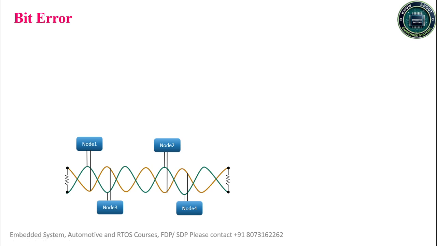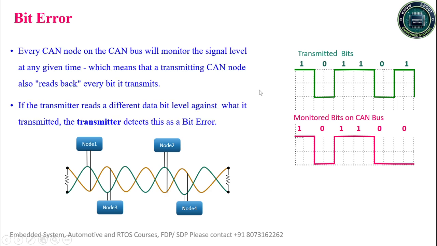Bit error means, let us see the waveform diagram and explanation. See guys, whenever any ECU or any node transmits any data, any bit of data, the same bit will be reflected back. So for example, if I have a node here, this is nothing but an ECU. When you transmit any data, the same status will be reflected back. The same bits will be reflected back.